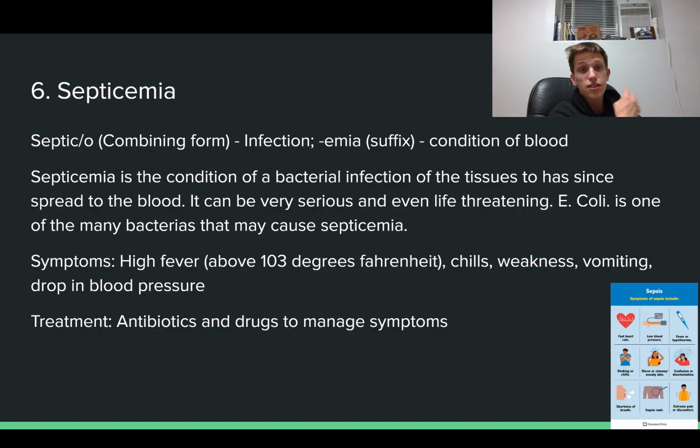Septicemia. Now, this is an infection and it's bacterial. Usually, it comes from other tissues and then it gets into the blood. It can be life threatening. E. coli is one such bacteria that is responsible for this. With septicemia, some symptoms are high fever, which is fever above 103 degrees, so very, very warm. You may experience chills, weakness, and you may start to vomit. Antibiotics are the only real treatment for this, but you can also take other drugs to help yourself just feel better.